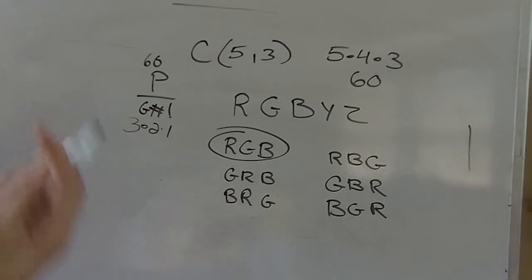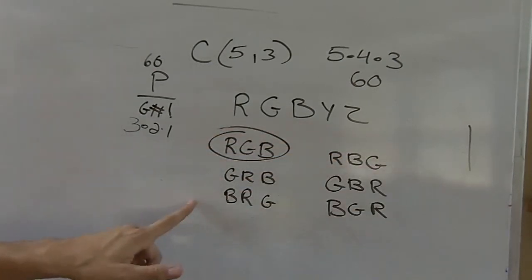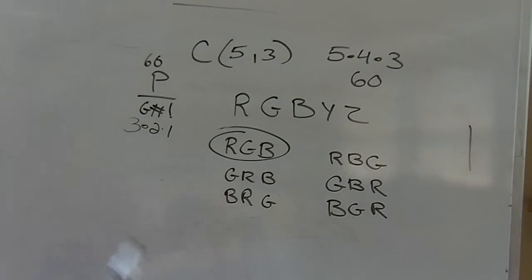And remember, repeats don't count. All 6 of these different outcomes are the same thing in a combination, because in a combination, order doesn't matter. It's very similar to the commutative property of multiplication and addition. R times G times B is the same thing as R times B times G. Same thing as G times B times R. They're all the same thing. So you can only count one of them. Okay?